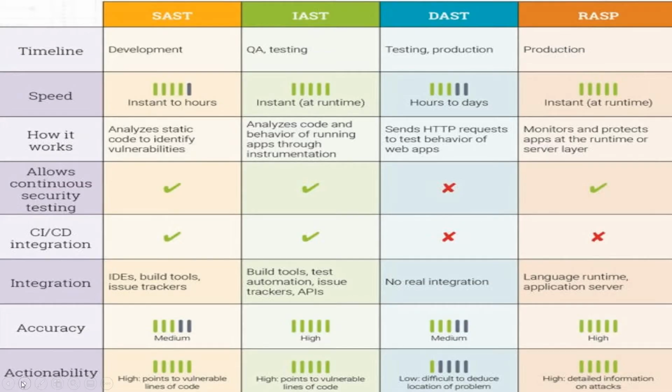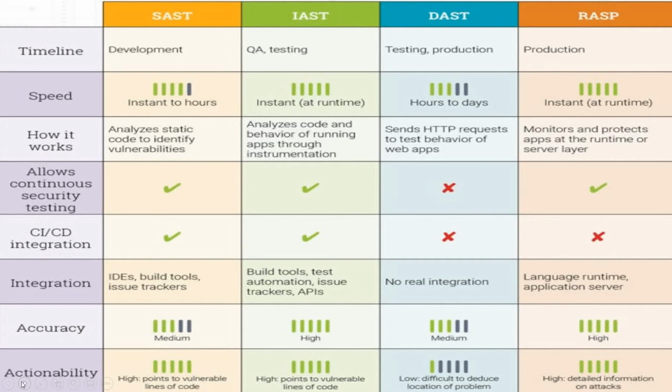Now let's talk about the timeline, how it works, what is applicable where, what the accuracy is, and all that. So we talk about SAST. Its speed is good, similar to IAST. DAST takes time because a person has to do it manually. RASP is again instantaneous because it happens at runtime. They are applicable to different environments. What happens in SAST is it analyzes the static code. In IAST, it analyzes the code as well as behavior. In DAST, multiple HTTP requests are exploited, and in RASP, it monitors your system.